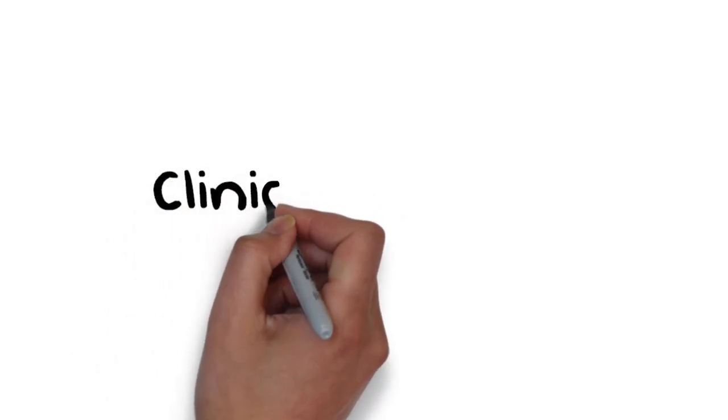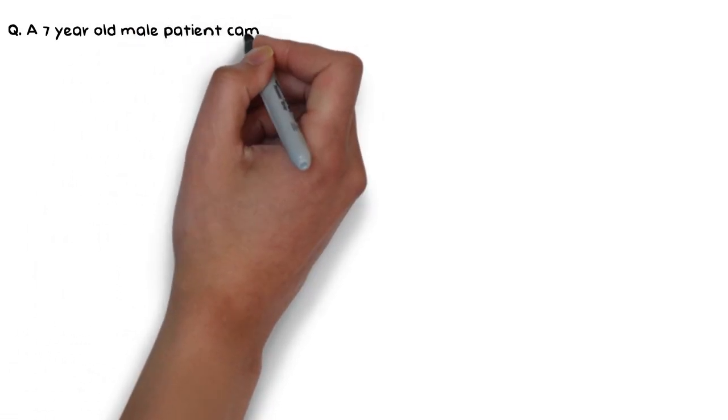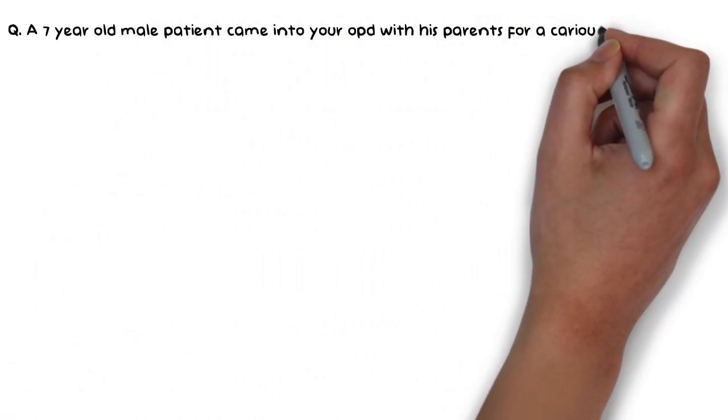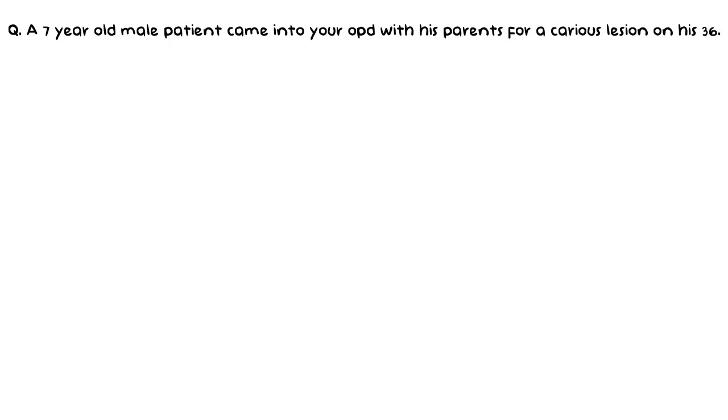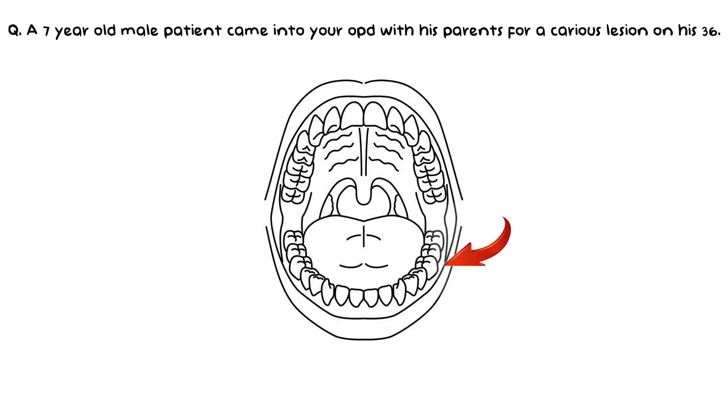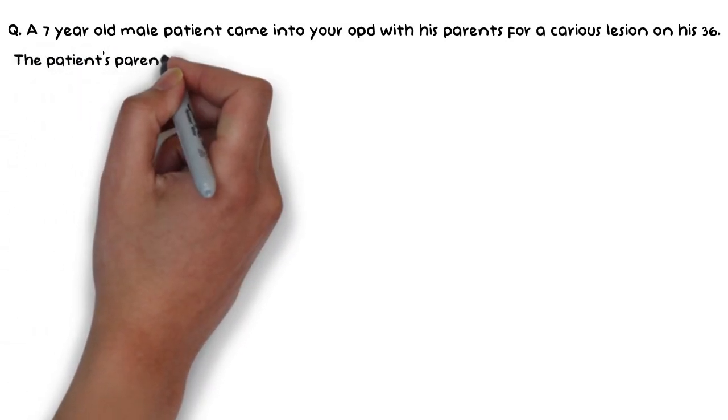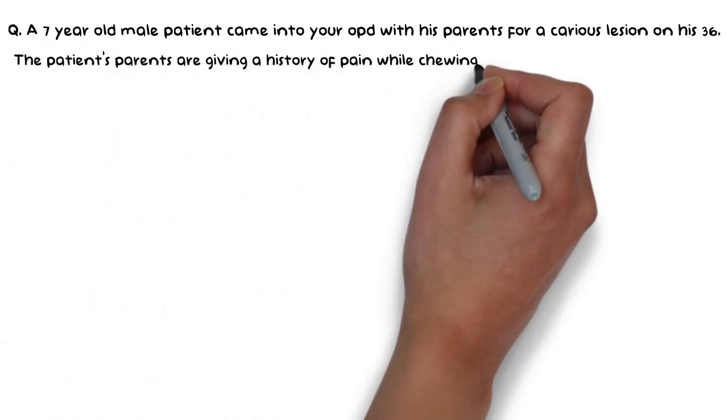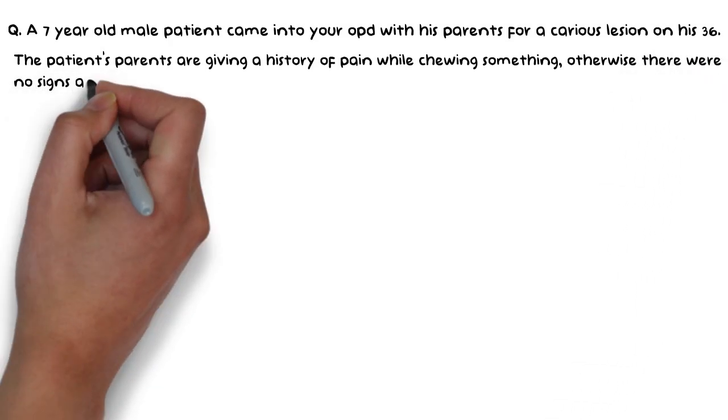Now let's do a simple clinical question to understand the topic even better. A 7-year-old male patient came into your OPD with his parents for a carious lesion on his 3-6. 3-6 in FDI means that it is a permanent lower left molar. The patient's parents are giving a history of pain while chewing something, otherwise there were no signs and symptoms whatsoever.